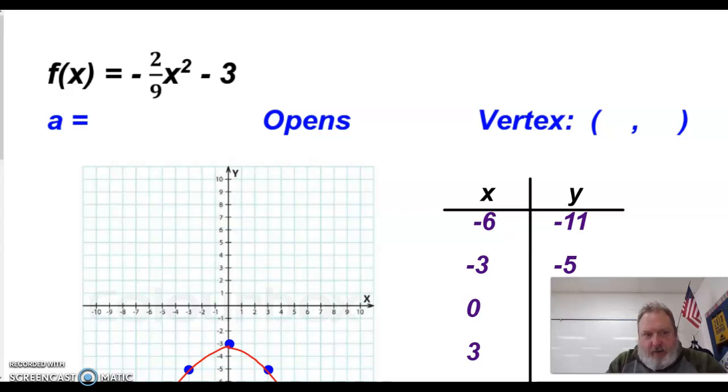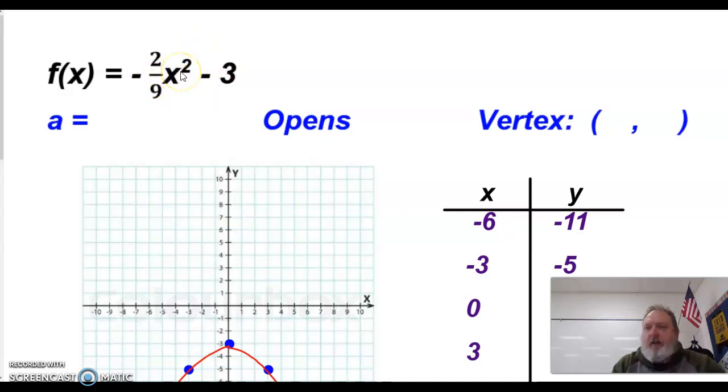All right, last page of our notes today, so 2 more examples. Again, this time we have an a value that is negative, which means this one is going to open down. So our a value, -2/9, make sure you fill that in. This one opens down, and our vertex here is going to be at (0, -3). We know that because we just have an x squared term here.